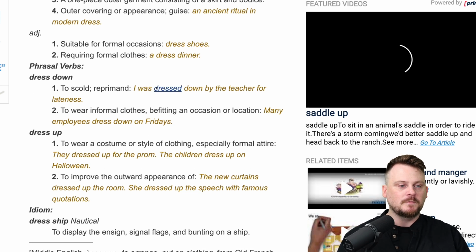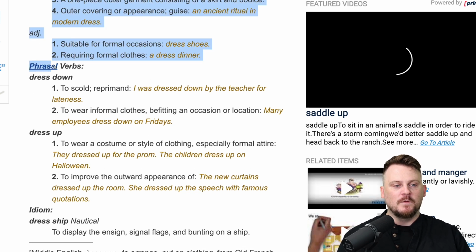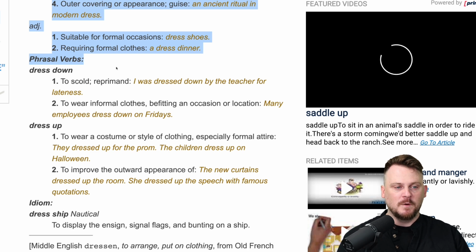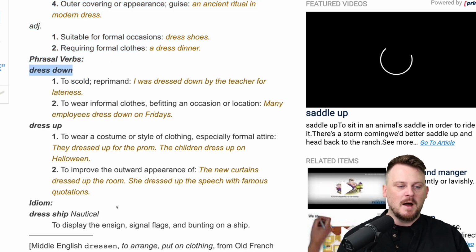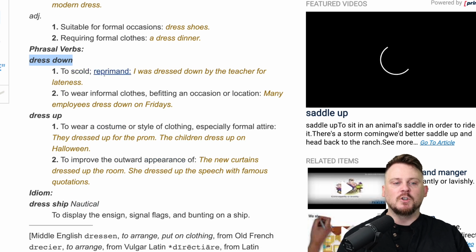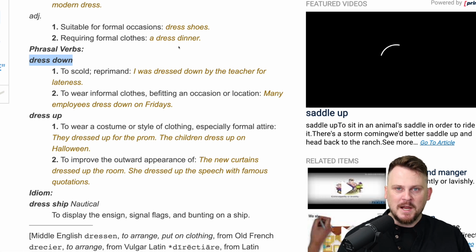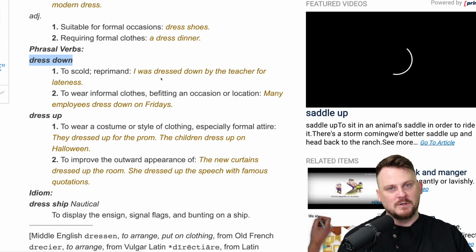So, dress. Now we get into phrasal verbs. Phrasal verbs, okay. To dress down. To dress up. Interesting. To scold or reprimand. I was dressed down by the teacher for lateness. We can get a good idea of what dressed down means just from that first example. I was dressed down after maybe not putting away my toys correctly in my room.